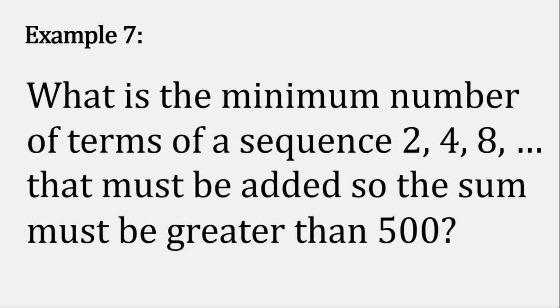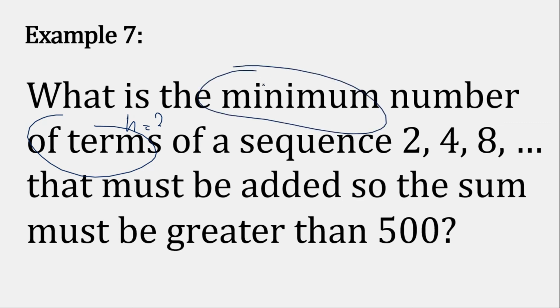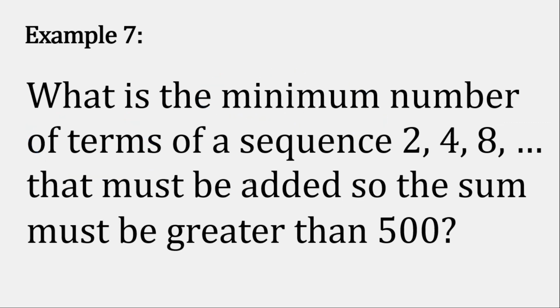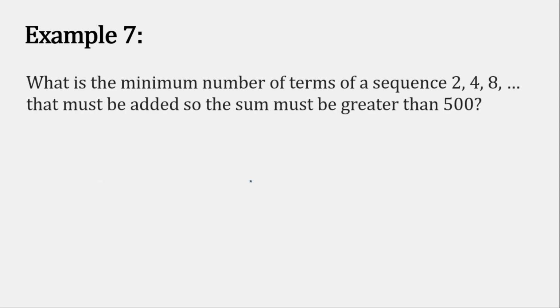Let's go to our last example. Our last example is this. What is the minimum number of terms of a sequence 2, 4, 8 that must be added so the sum must be greater than 500? So meaning, we need to find the minimum number of n, so that the sum of this sequence should be greater than 500. Again, the minimum, meaning the lowest number of n, the lowest number of terms.